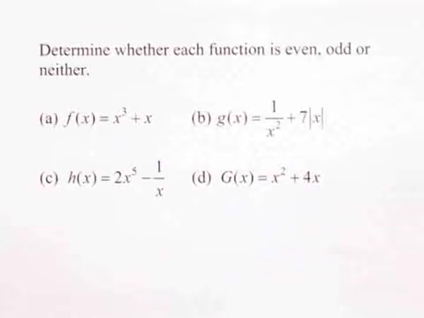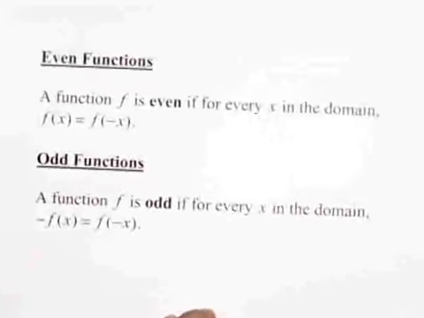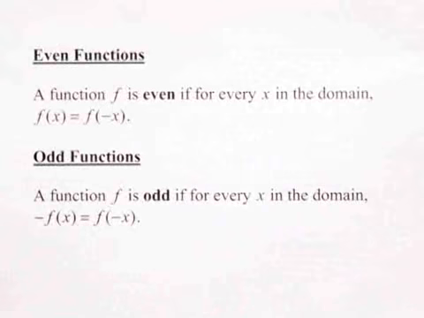Determine whether each function is even, odd, or neither. Now, before we do A through D, let's review the definitions of even and odd functions. Remember, a function is even if for every x in the domain, f of x is equal to f of negative x. For odd functions, a function f is odd if for every x in the domain, negative f of x is equal to f of negative x.